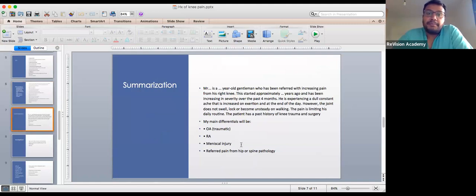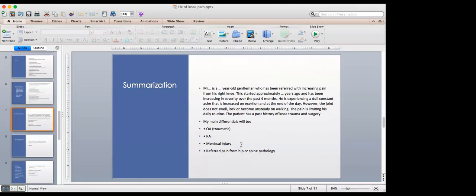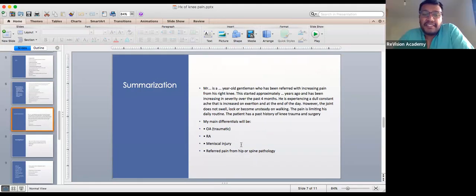Just summarize the salient points in the history, and then give me two or three of your top differentials. The examiner just wants to hear two or three, and then I'll ask you follow-up questions. I stopped you at about six minutes. Usually, the examiner in the station will stop you at about 7.5 to 8 minutes and give you about a minute and a half to summarize and ask you questions. But I stopped you a bit early.